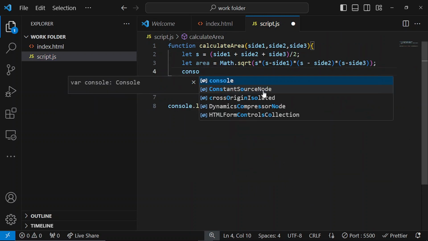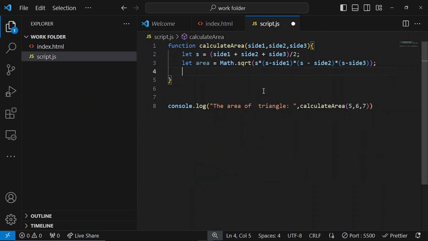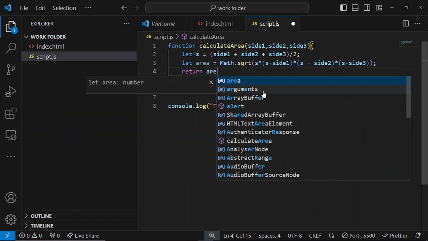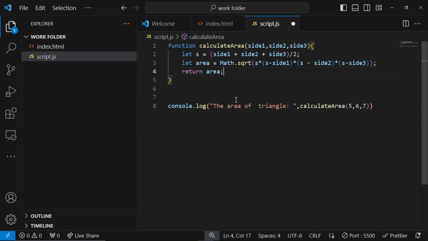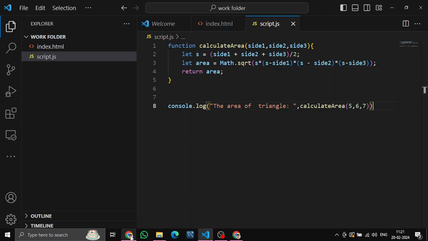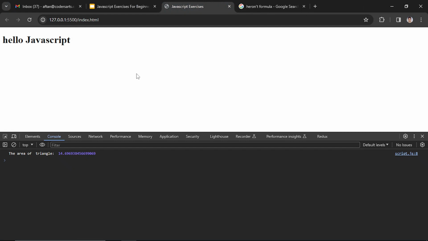If I return the area, that will be returned in this console.log method. Let me just save it and show you the area. You can see this is the area.